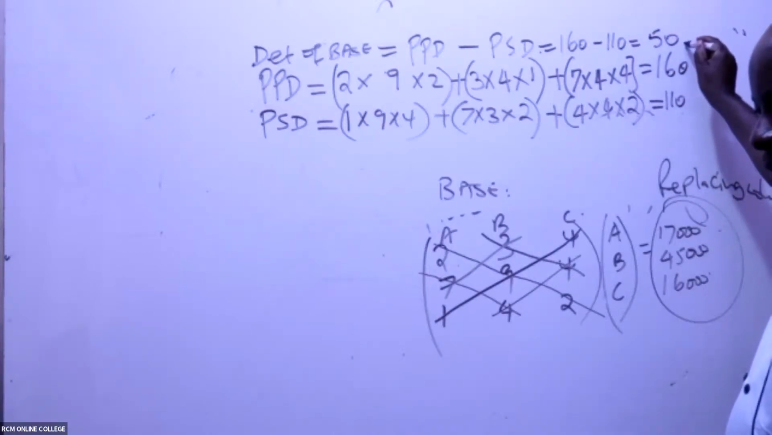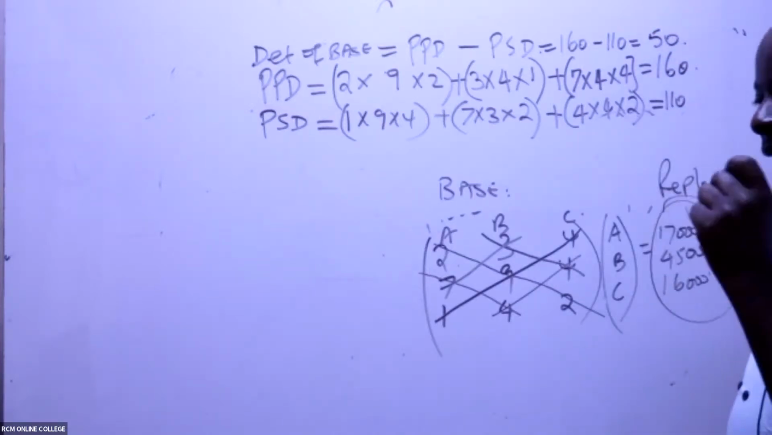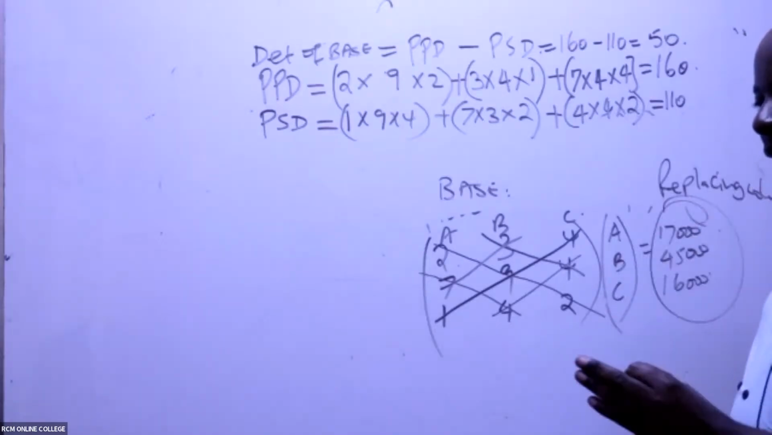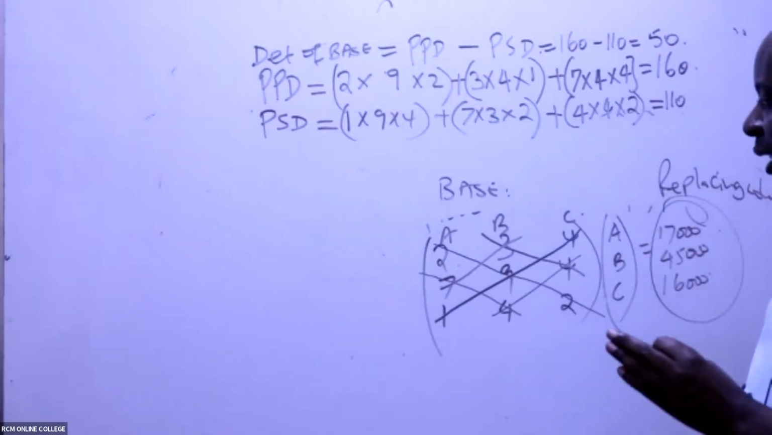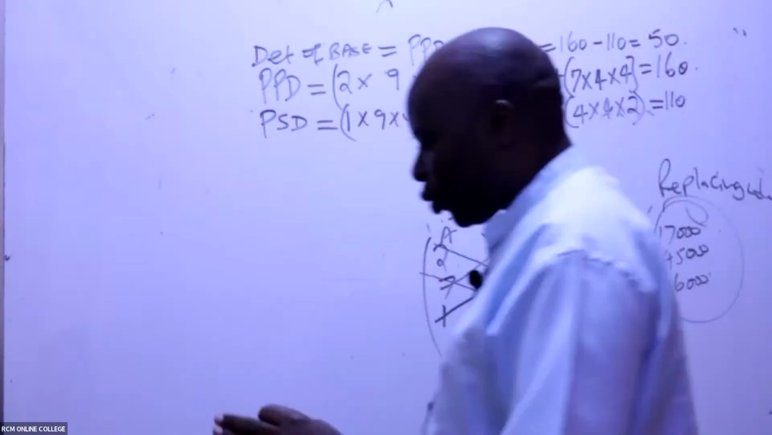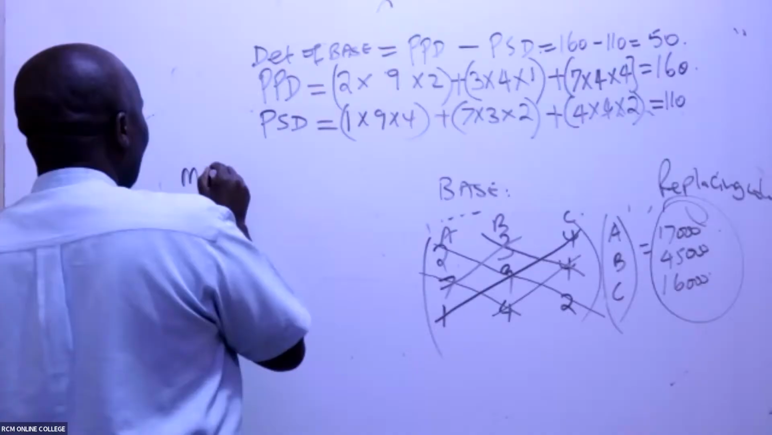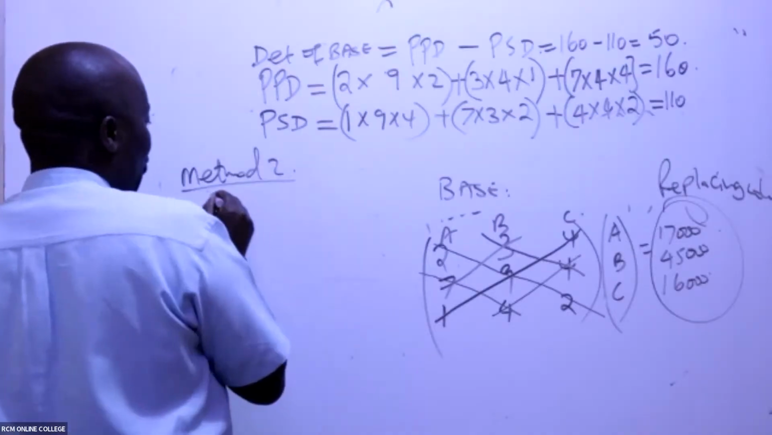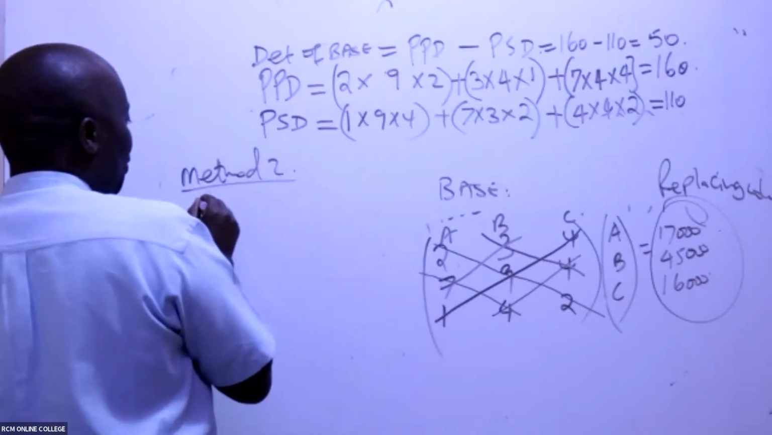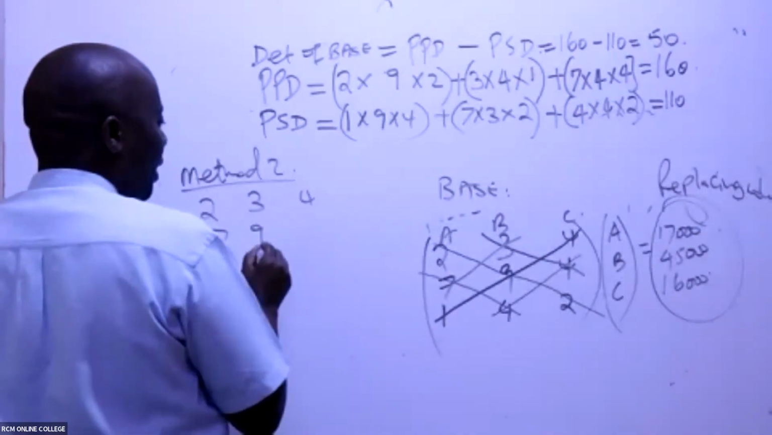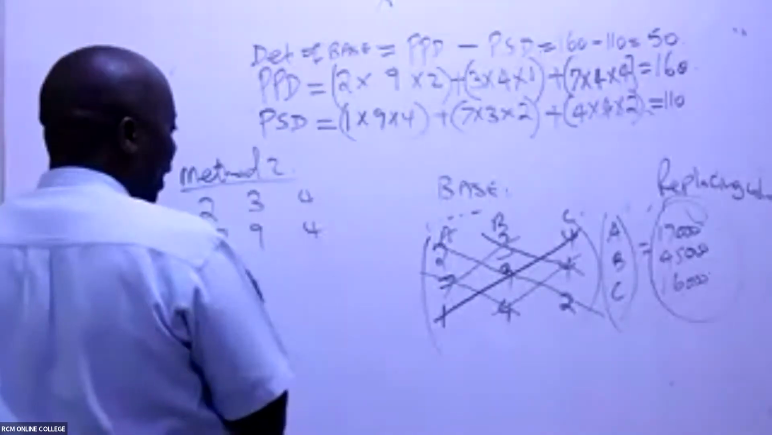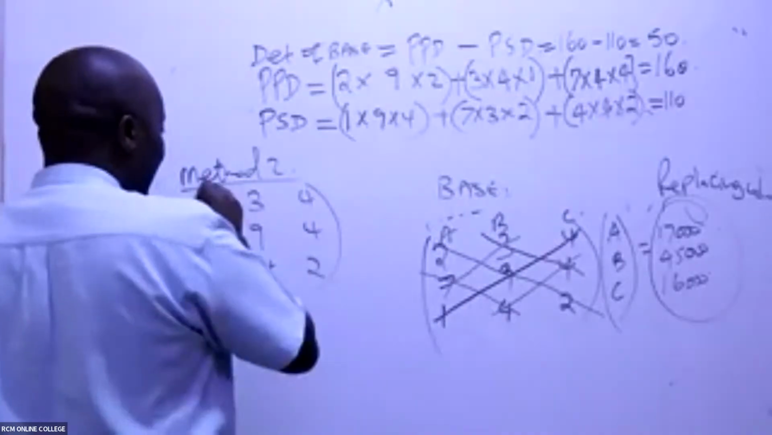Thank you so much. If you're writing, please write method number 2. Method 2. So we have 2, 3, 4. We have 7, 9, 4. We have 1, 4, 2 like that. Right there, method number 2.